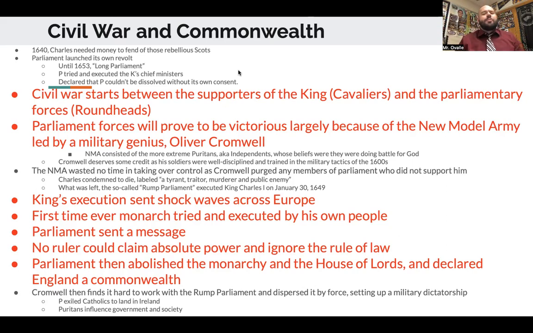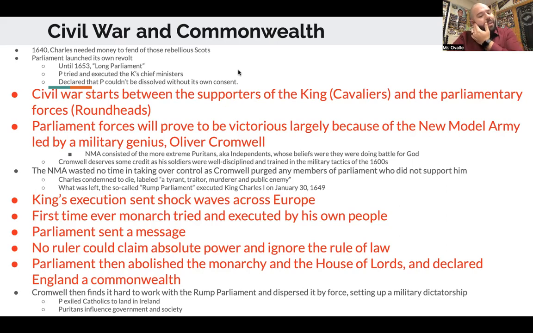So Parliament forces will prove to be victorious largely because of this New Model Army led by a military genius, Oliver Cromwell. The New Model Army consisted of more extreme Puritans, aka Independents, who thought they were doing battle for God. Cromwell also deserves some credit as his soldiers were well disciplined and trained in the new military tactics of the 1600s.